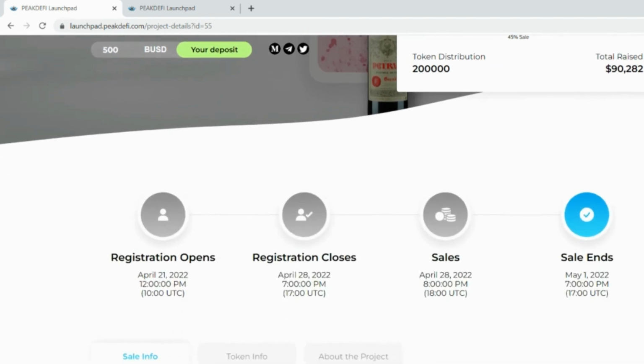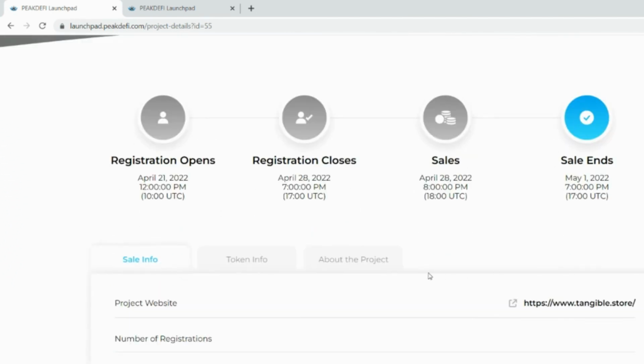And after the sale period, you will then see here a tab which says your allocation. And in this tab, you will see all the information about how many tokens you will get in total, how many at the TGE, the vesting information, cliff information, etc. And you can also claim your tokens.